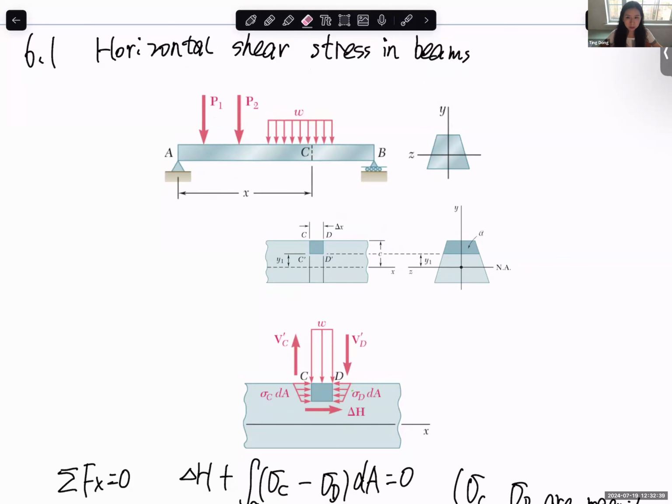Because I feel like this topic sometimes feels confusing, and I agree that this is the most complicated topic in the whole mechanics of materials class. And of course, shear stress in beam bending is always the most complicated topic in all solid mechanics classes, including all the future classes you would take.